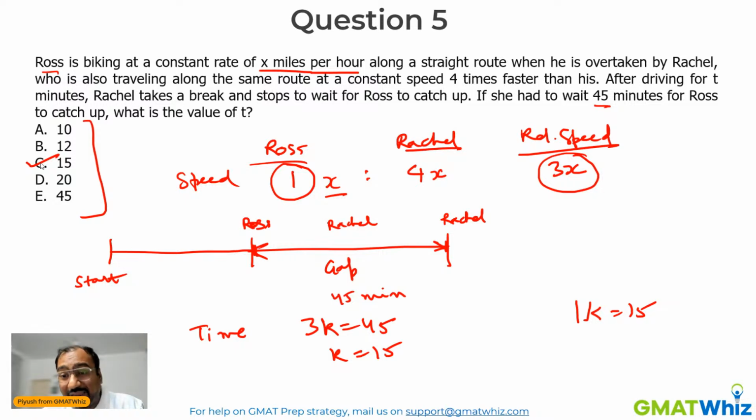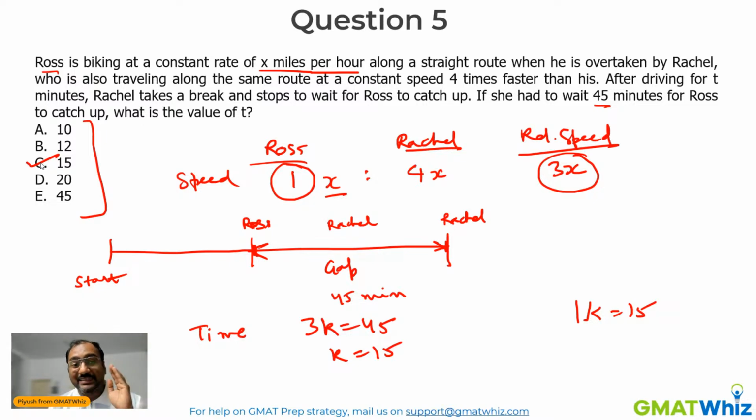Now again, this might look a little complicated to a lot of you, but if you have conceptual clarity, this will be very simple. In fact, I saw this question for the first time today when I was solving it. While reading the question itself, I was able to solve it. By the time I came to the options, I had the answer. When I read the question, I said 4x is the speed, x is the speed, the relative speed at which Rachel is moving forward is 3x. So that gap has to be covered by Ross in 45 minutes.